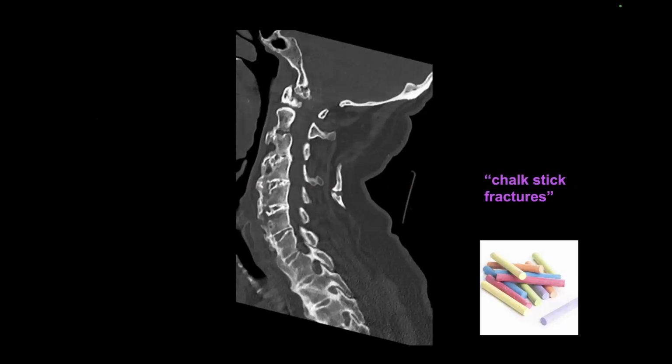These patients are highly susceptible to getting quite significant fractures of their spine. So this is a chalk stick fracture, a 3-column fracture, potentially leading to catastrophic injury to the spinal cord, and in some cases has led to patients being quadriplegic.